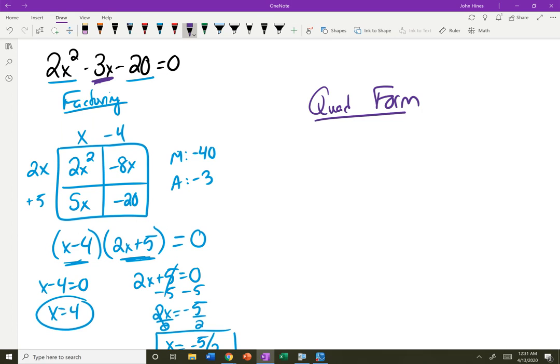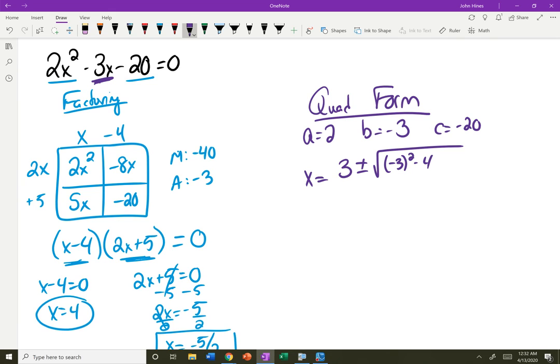For the same problem, I can use the quadratic formula. I've got a equals 2, b equals negative 3, and c equals negative 20. So x equals the opposite of b plus or minus the square root of b squared minus 4ac, all over 2a. So I plugged into the quadratic formula there, that hopefully you're singing along with me.